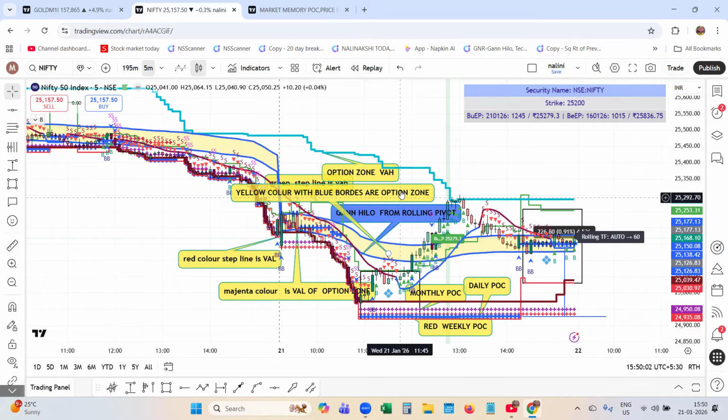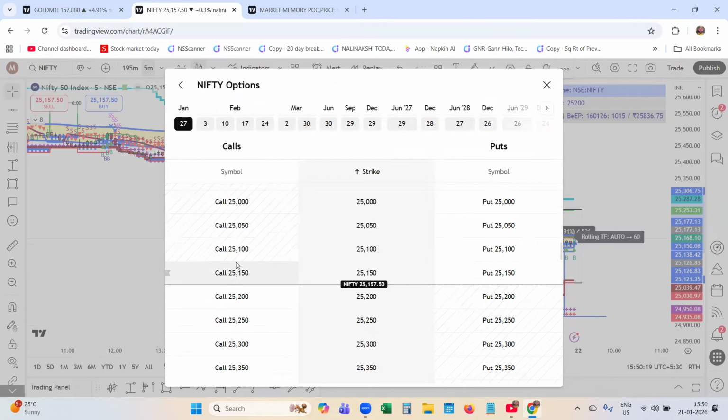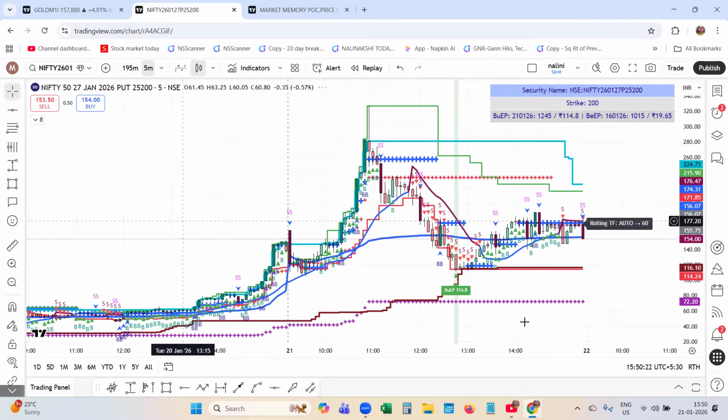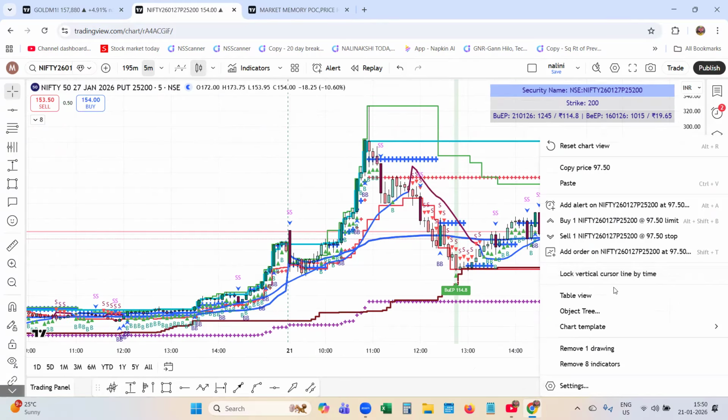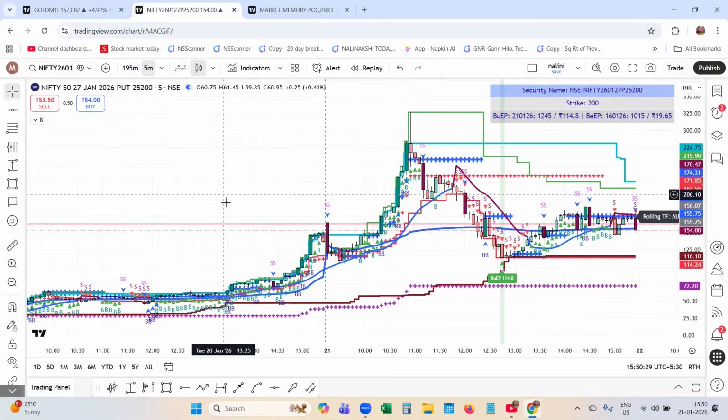So this is the beautiful indicator. Let me take you to the put option where the signal has been generated, how you could have traded in this. Let me go to the 25,200 put option in the morning, 25,200 put option. Let me go to the 5 minutes chart.